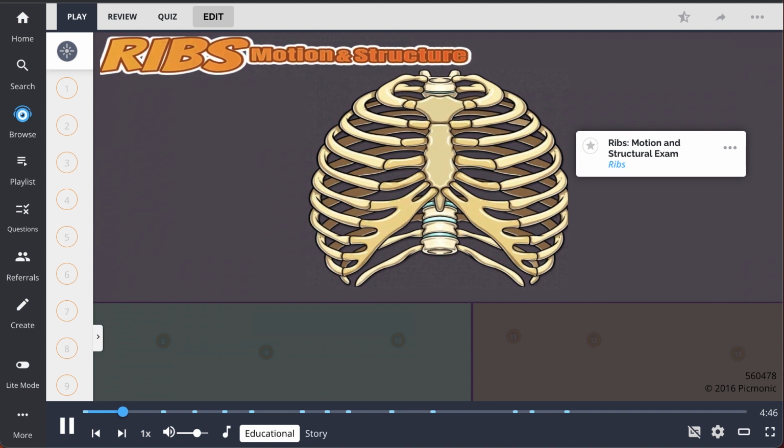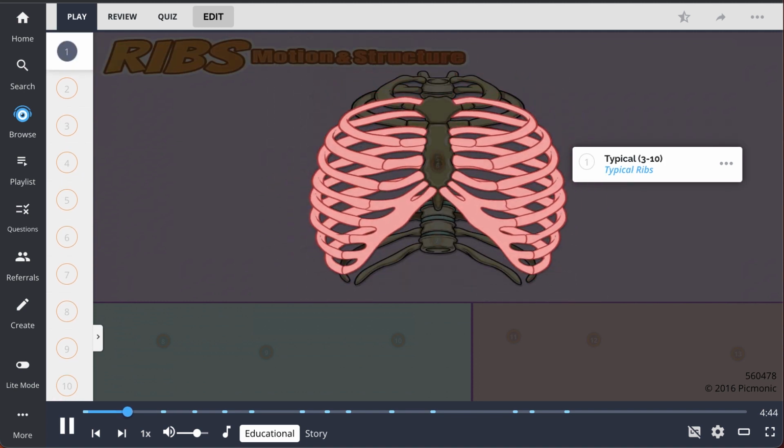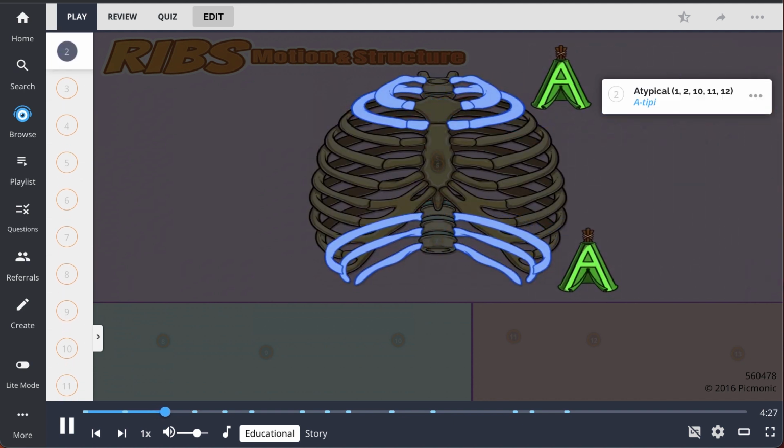respiration. The ribs are divided based on anatomy into two types, typical and atypical. The typical ribs are shown literally by these typical ribs. Ribs 3 to 10 are called the typical ribs because they all resemble each other and each articulate with two vertebrae. Ribs 1, 2, 11, and 12 are atypical ribs, shown by the ATP. This means that they only correspond with one vertebrae, or they are anatomically unlike the rest of the ribs.